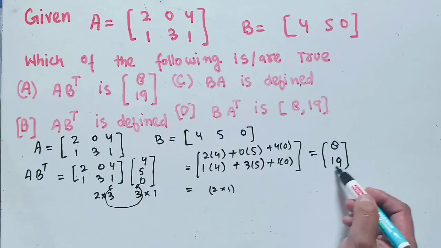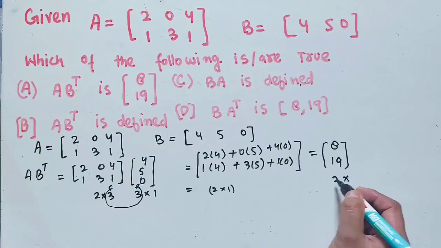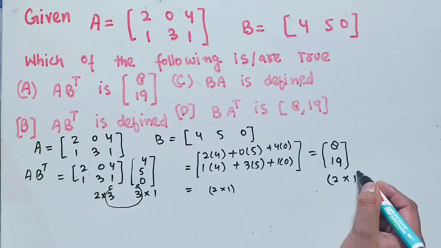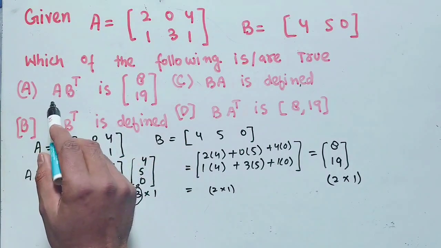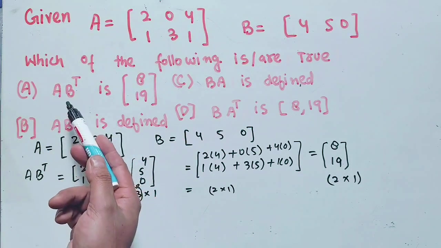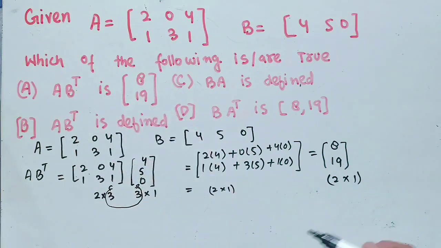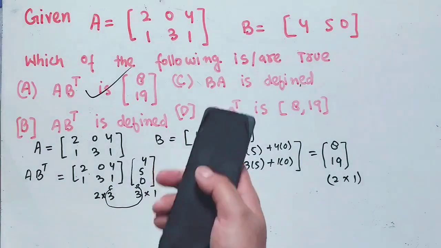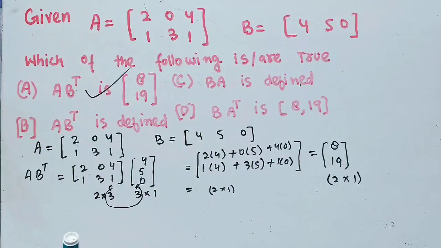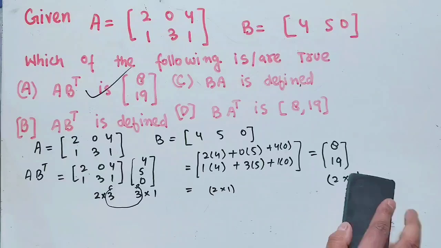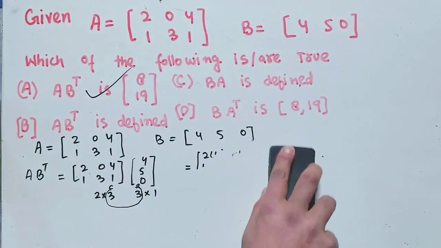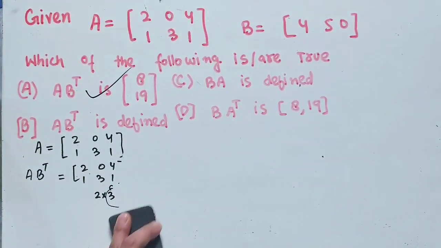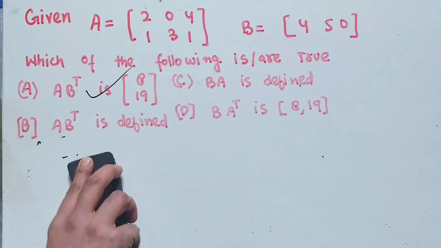So we have 2 rows and 1 column. So 2 into 1 is the order of this matrix. That means option A, A times the transpose of B, is equal to 8 upon 19. This option seems correct. Now let us check the others, because here multiple options can be true. So the first one is true. Let us go for the second option.